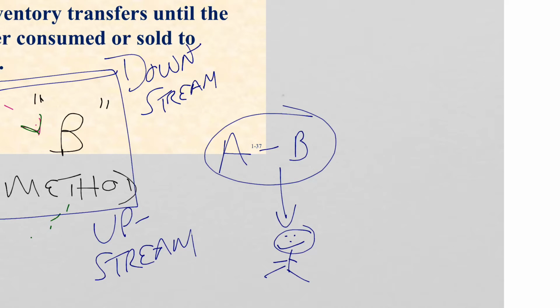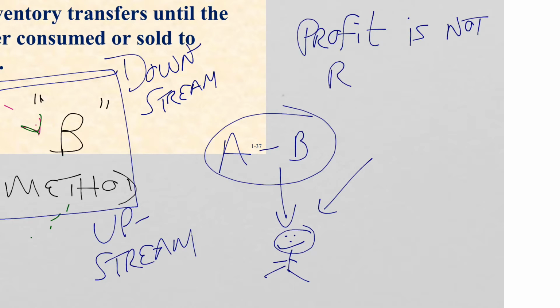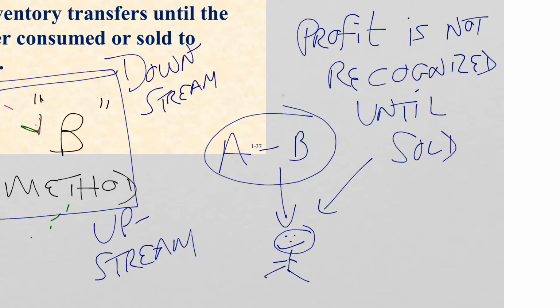When the inventory does not go here, the profit is not recognized on that inventory until sold to an outsider, meaning this guy. So that means that intercompany sales, we don't recognize the profit on those until it goes here.